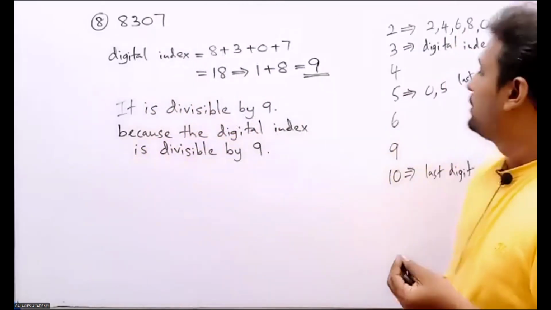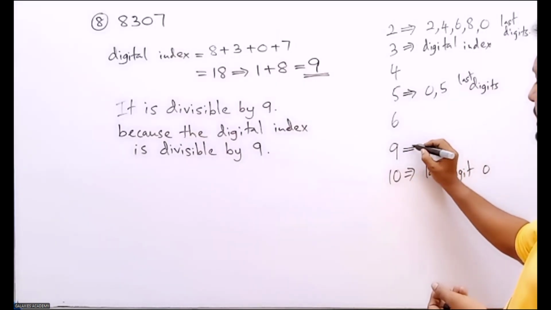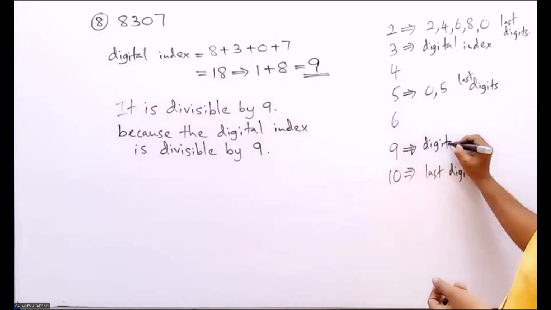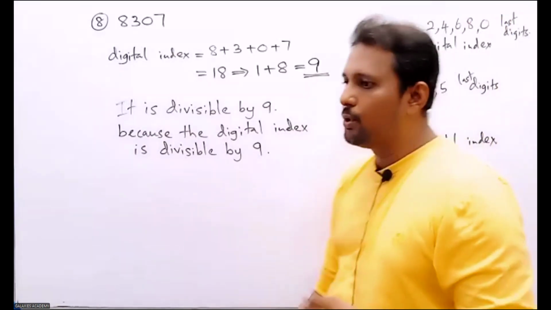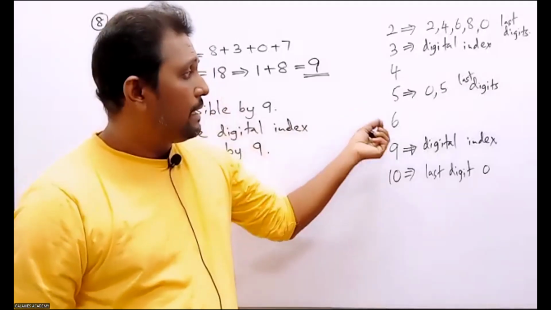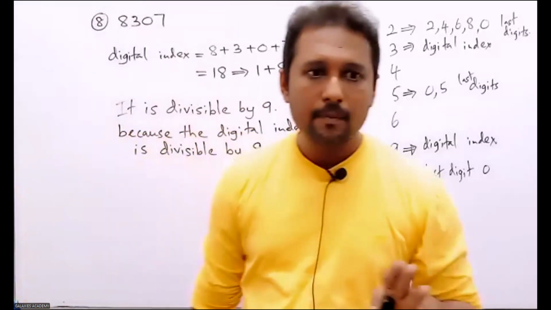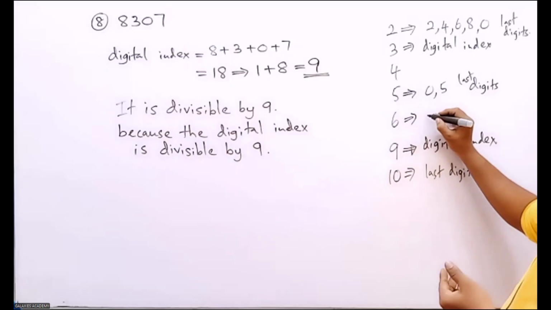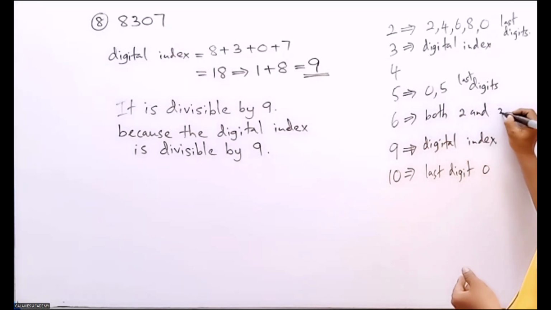Then also, if you want to determine whether the given value is divisible by 9, you also have to check the digital index. The digital index should be divisible by 9. Right? Then how can you determine the number is divisible by 6? The given number should be divisible by both 2 and 3.